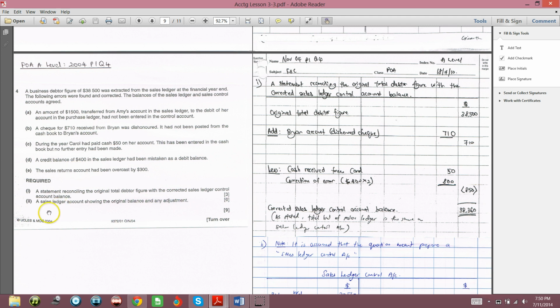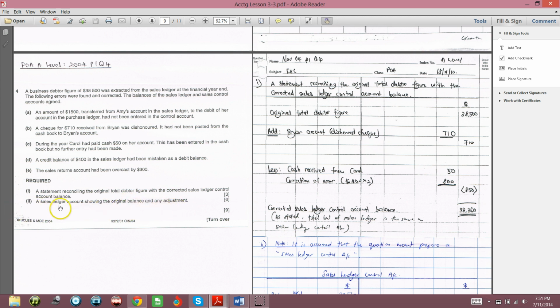So the question says a statement reconciling the total debtor figure with the corrected sales ledger control account figure. A sales ledger account showing the original balance and any adjustment. This part of the question is not very clear. What do you mean by sales ledger account? Sales ledger account showing the original balance and any adjustment.